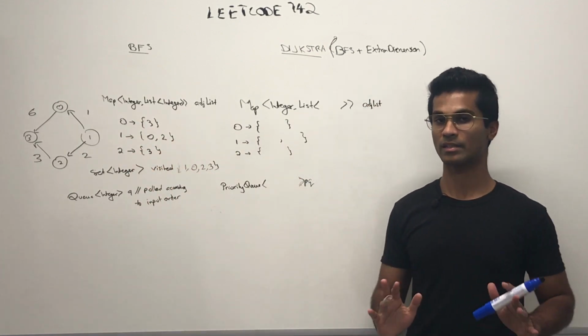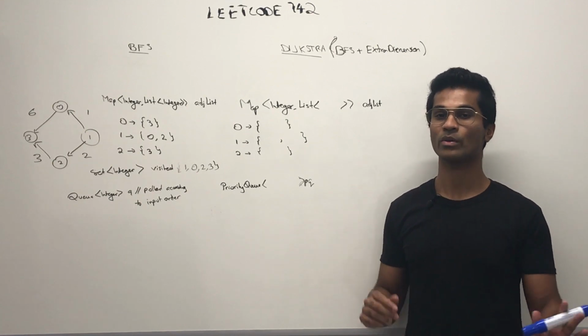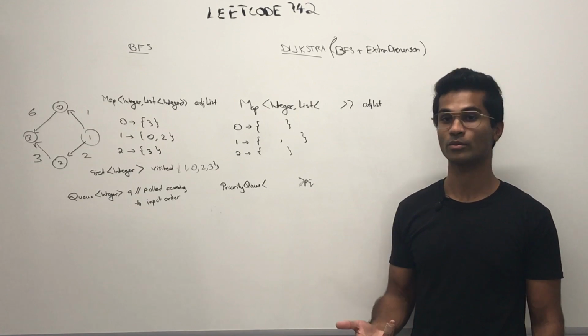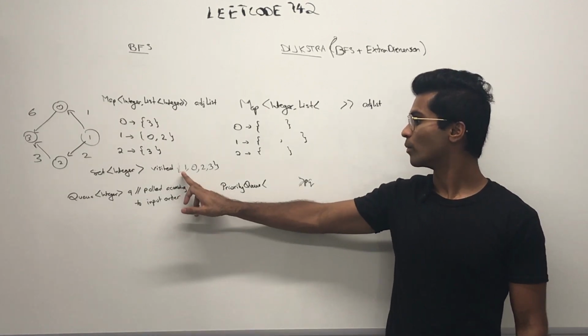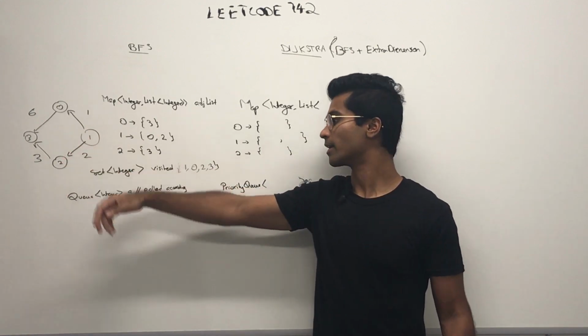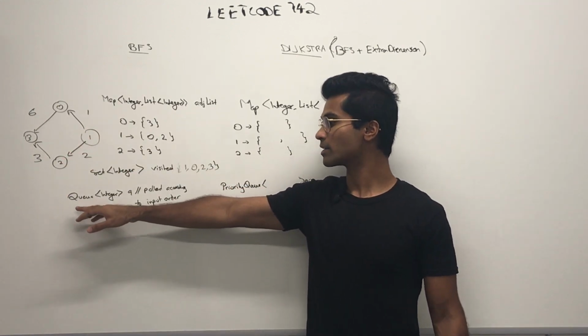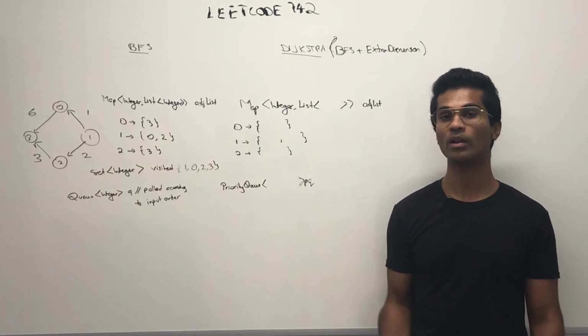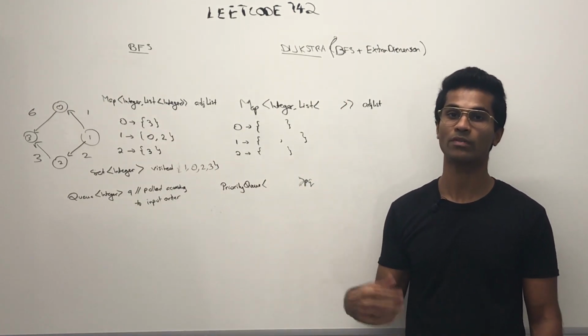So let's ignore the distances for now. In a standard BFS, we also have a visited set, which ensures that we don't visit the same nodes again. So 1, 0, 2, and 3 is just how we might visit this DAG. And in a BFS, we have a queue, and the data type is integer, and we pull in the order that we add, so it's FIFO.